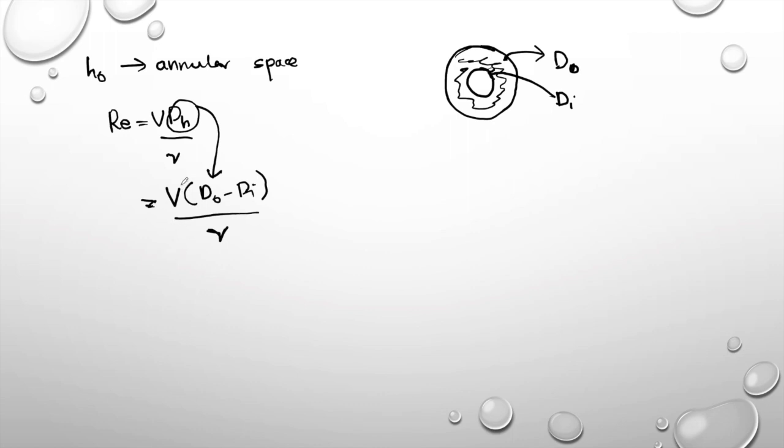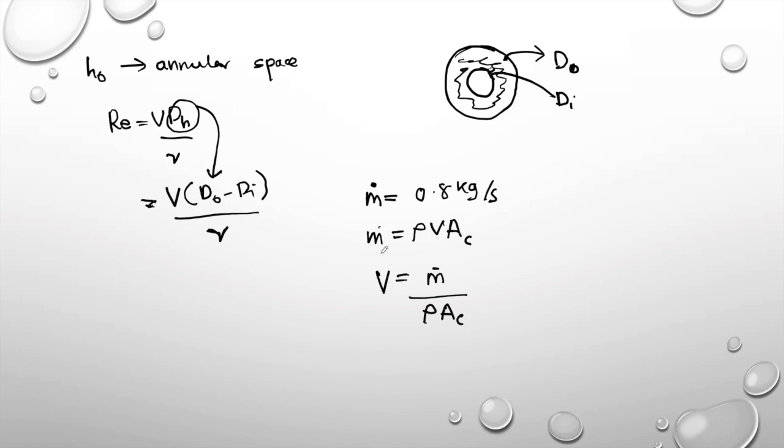Now we want to find the velocity in the annular space. We have already been given the mass flow rate, which is equivalent to 0.8 kilogram per second. Again, we will use the same equation as before. Mass flow rate equals rho times V times A, where A here is the cross-sectional area. So V is equivalent to mass flow rate over rho A_c.